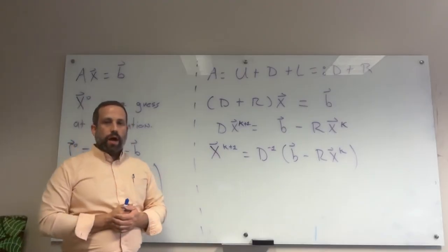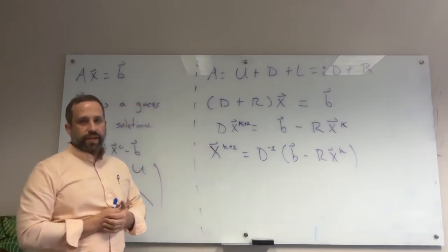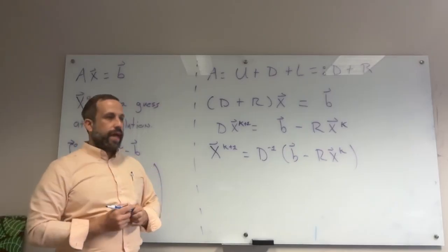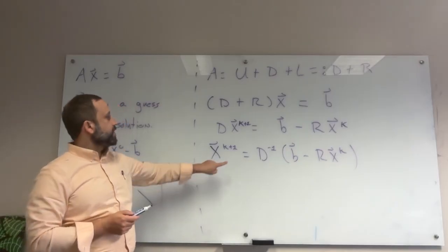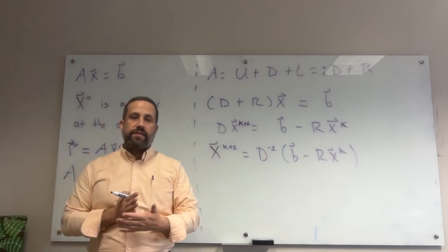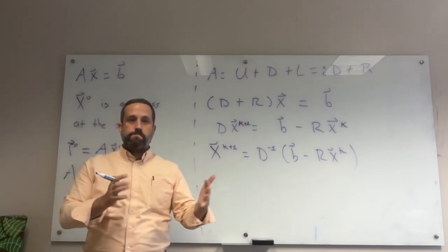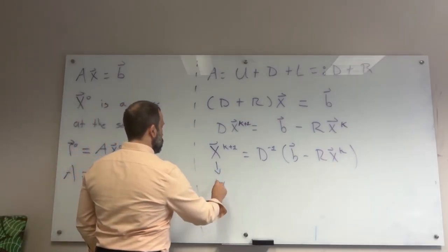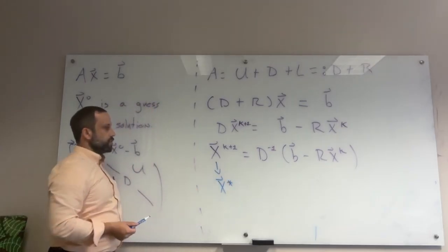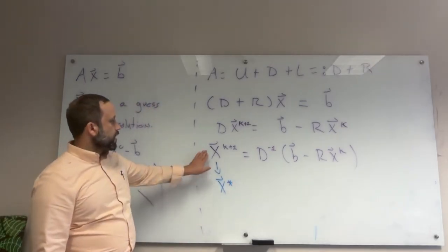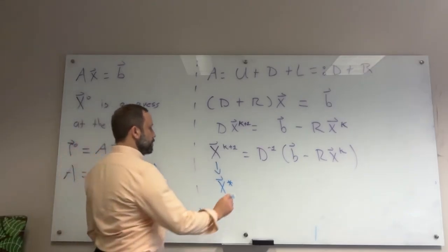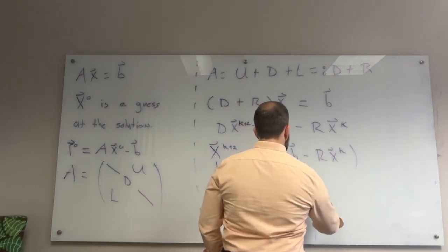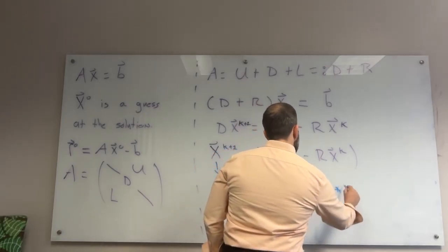Like I said, next week we're going to show that this method converges. But let's just imagine that this method does converge. In other words, if I do this over and over again, the sequence of x_k's is going to converge to some vector. What's going to happen then? Let's say it converges to x star. If I take the limit as k goes to infinity on both sides, the left-hand side converges to x star, and on the right-hand side, we're going to have D inverse times (b minus R x star).